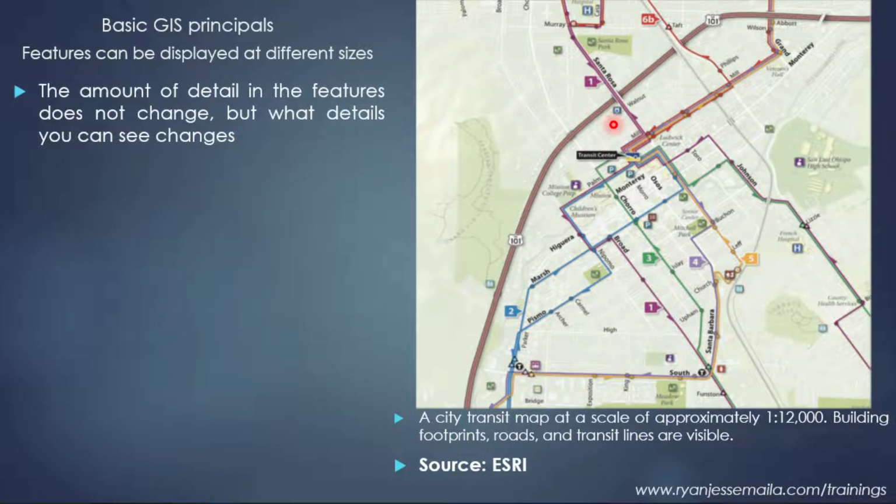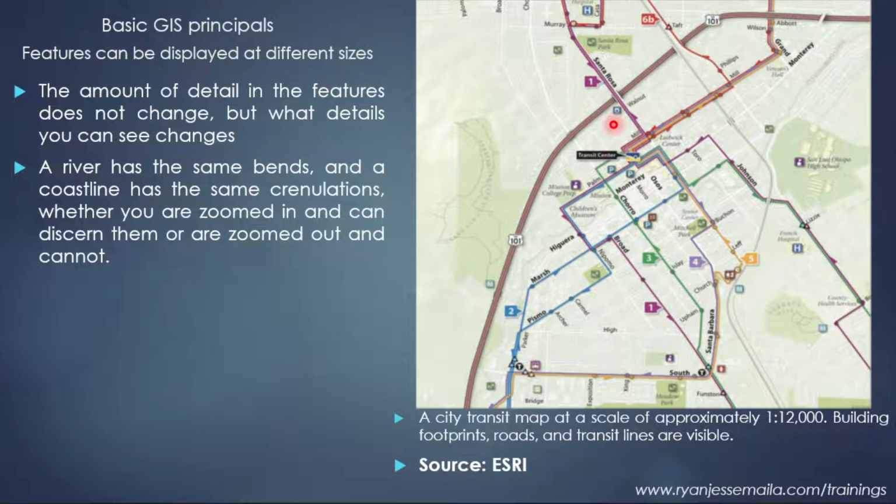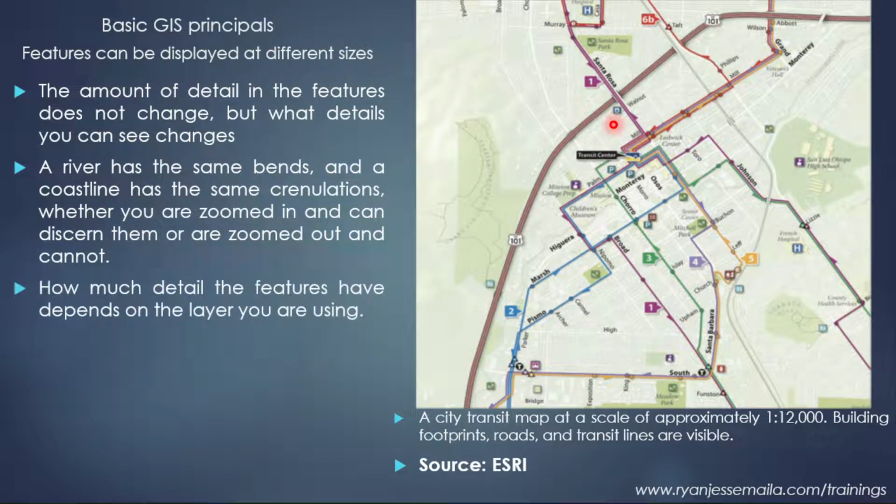The amount of detail in the features does not change, but what details you can see is what changes. This is very important. The amount of detail in the features does not change. The only thing that changes is what you are seeing. That's the purpose of zooming in. A river has the same bends and the coastline has the same shape, so everything, it might look very small, but nothing changes. The only thing that will change is what you see, and that's what makes GIS extremely powerful.